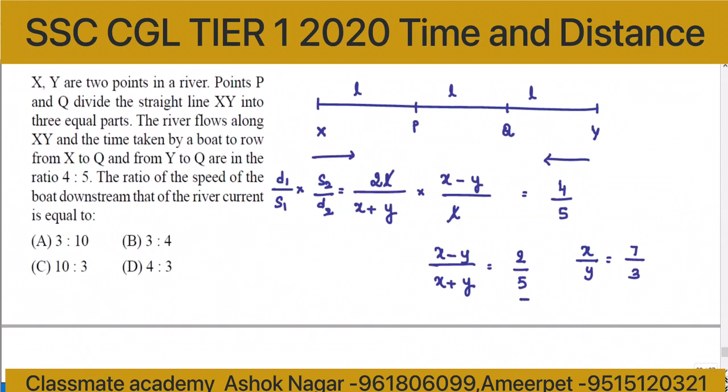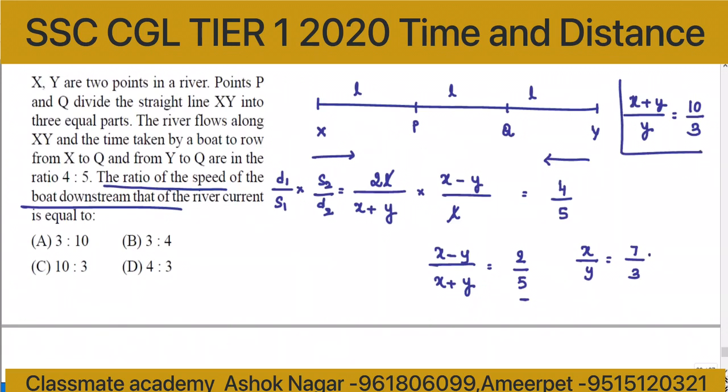Yes or no? X plus Y is 5. X minus Y is 2. Do componendo and dividendo, you will get X plus Y by X minus Y is equal to 5 by 2. That means X by Y is equal to 5 plus 2 is 7, 5 minus 2 is 3. Now what is he asking you? He is asking you the ratio of the speed of the boat downstream to the stream. Downstream means X plus Y divided by stream, that is Y. Then what is the answer? 10 by 3. So this is 7 by 3, this becomes 10 by 3. So the answer is 10:3.